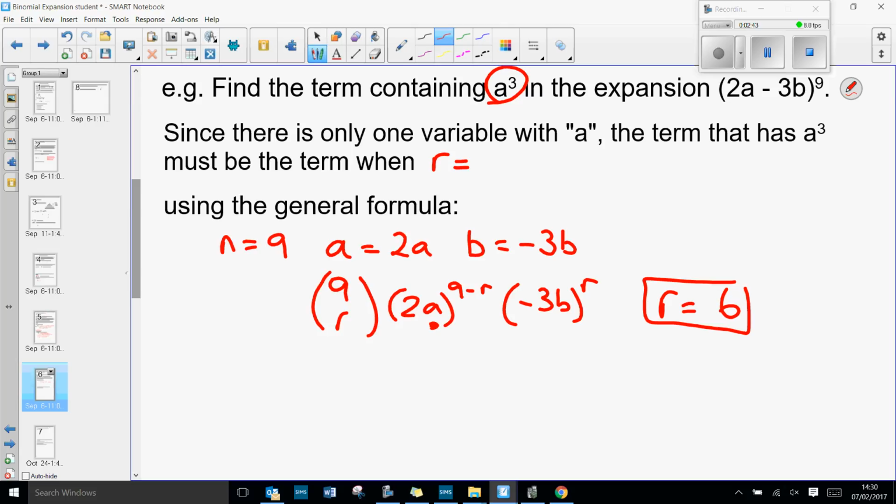Now this big 2 makes no difference to the power, does it? It makes a difference to the coefficient, but it doesn't make a difference to the power. So the only time that the power of a will be a power 3 is when the value of r is 6. That's really important to understand.